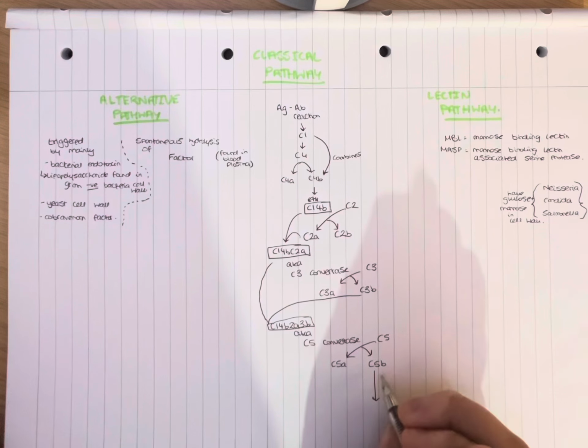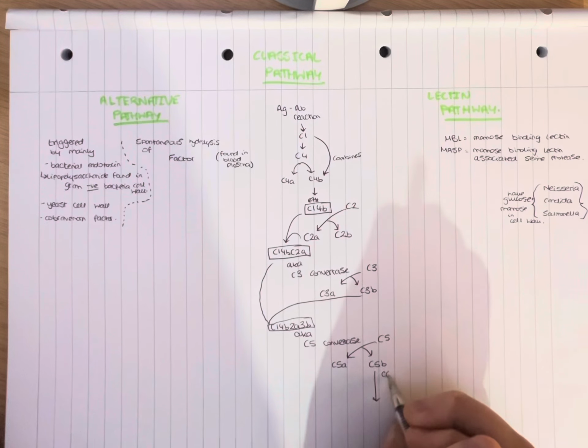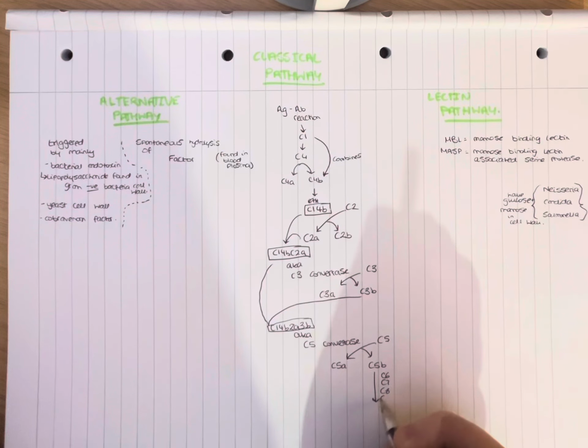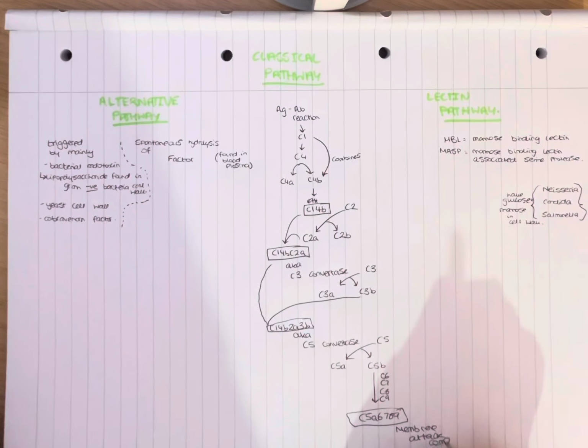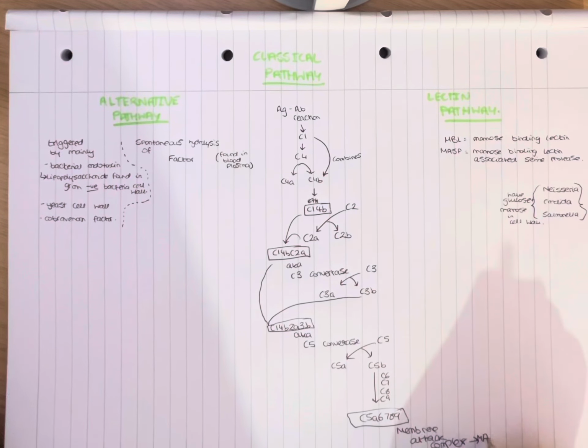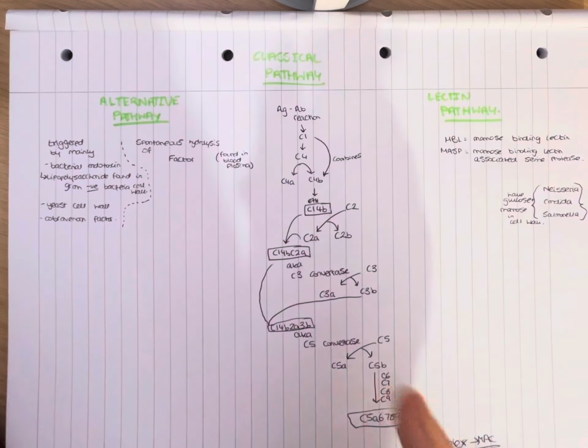C5B is bigger, and C5B then combines with C6, C7, C8, C9, and this will form C5B, 6, 7, 8, 9. And this is also known as our membrane attack complex, also known as MAC. And what this does is this will cause our cell lysis. So that's our main part.